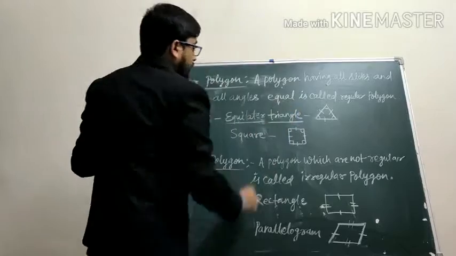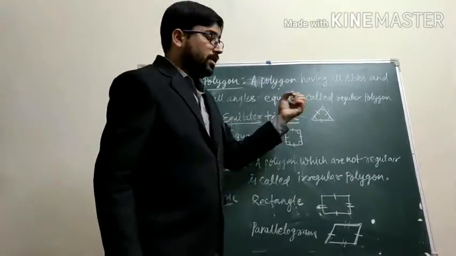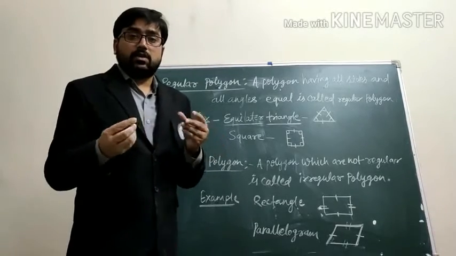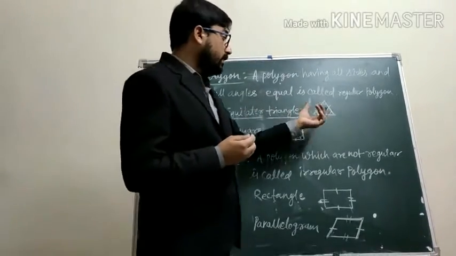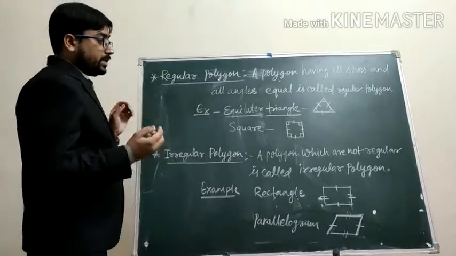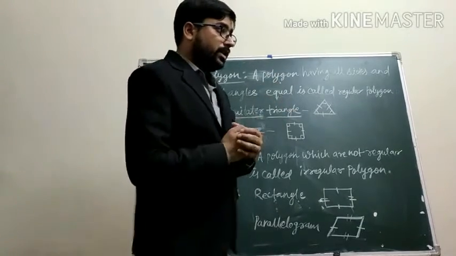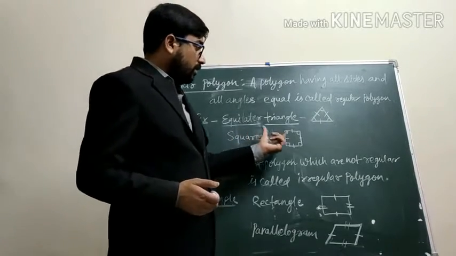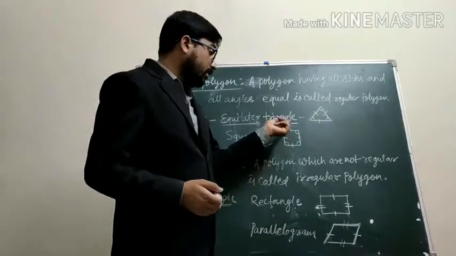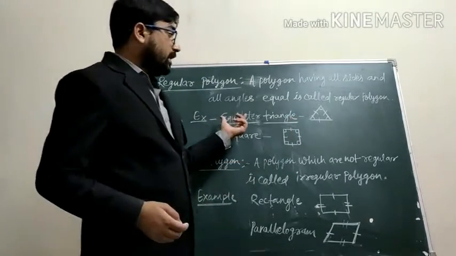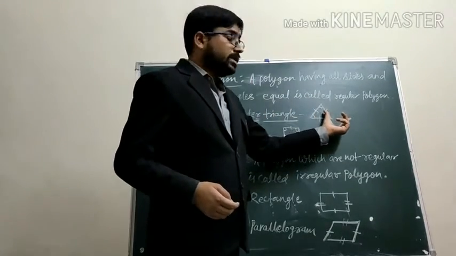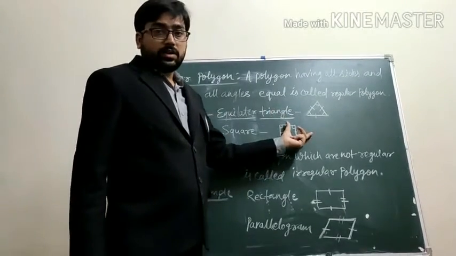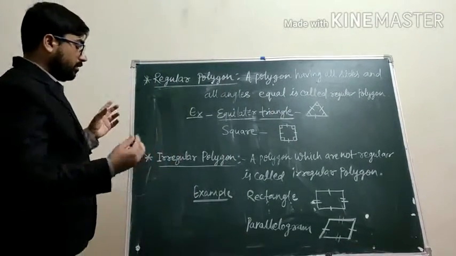First regular polygon name is equilateral triangle. You know what is equilateral triangle? All sides and all angles are equal in equilateral triangle. A triangle whose all sides are equal is called equilateral triangle. A four-sided figure square whose all sides are equal and all angles are equal. Scalene triangle and isosceles triangle are not regular polygon. Rectangle are not regular polygon. Kite are not regular polygon.